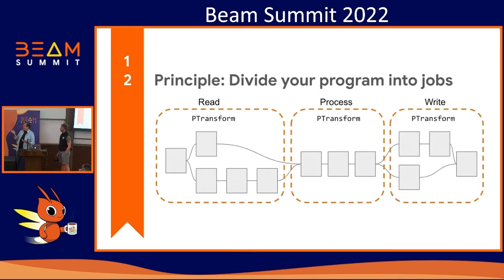So in Apache Beam, we have P transforms. And P transforms are just, we could even call it syntactic sugar. They don't have any kind of semantic impact on the pipeline. We could have the same pipeline implemented with P transforms or without. It's just a matter of organizing things together.